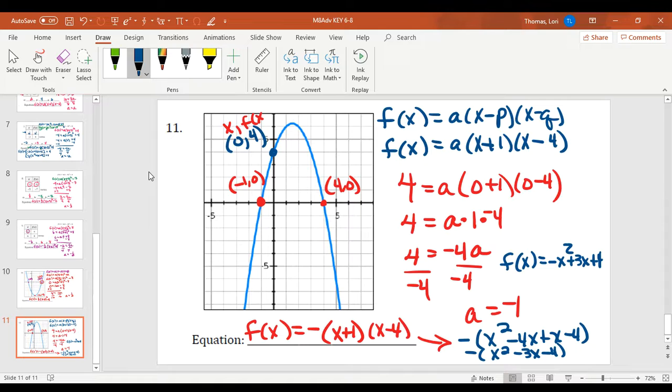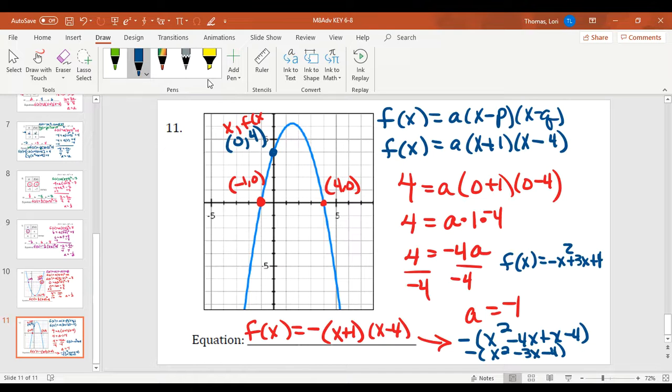So this concludes lesson 6-8. You are learning how to write quadratic equations using the 3 forms: standard, vertex, and factored. And you're going to choose whichever one is appropriate for the given information.